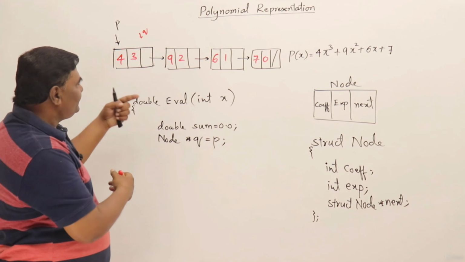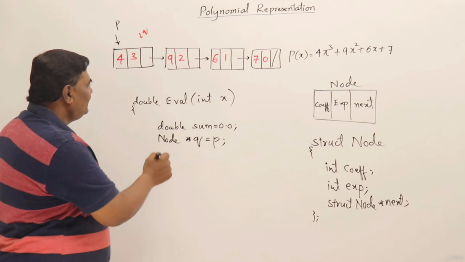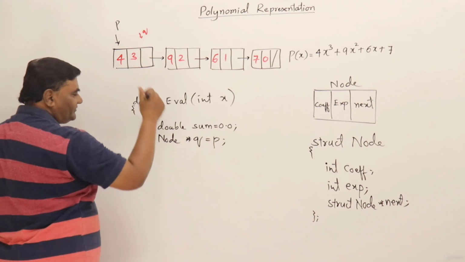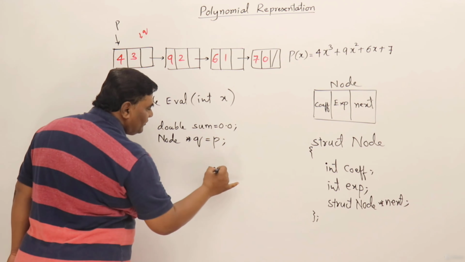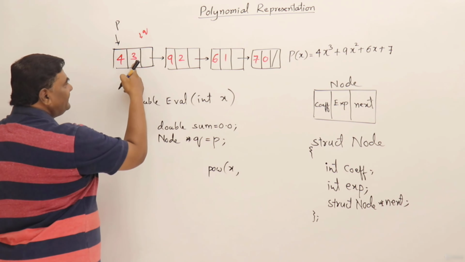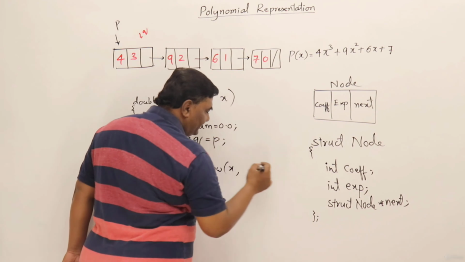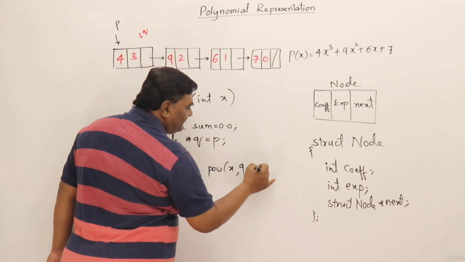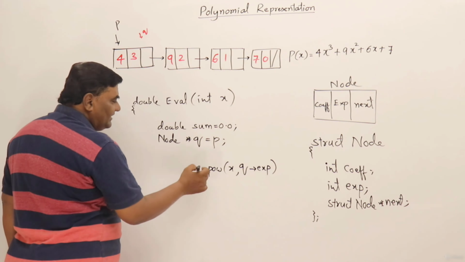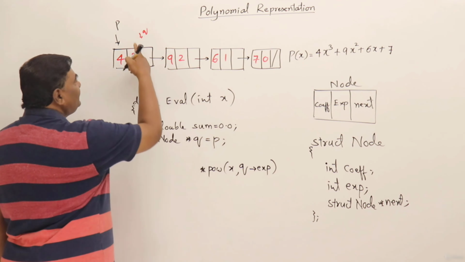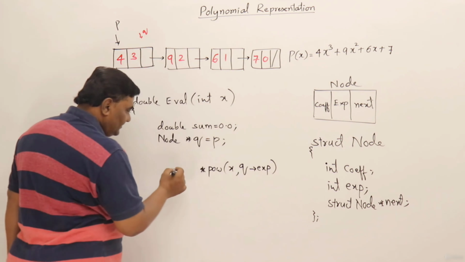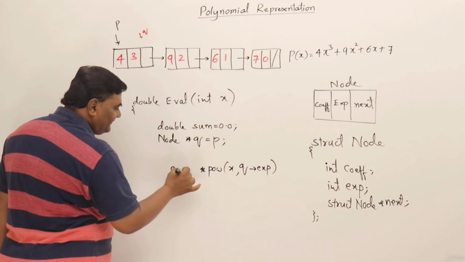So let us do this process. We know well that whatever the value of x, it should be raised to the power of this exponent. So find the power of x comma q's exponent, that is q arrow exponent. This will find the power. Then this should be multiplied with q's coefficient, that is q arrow coefficient.